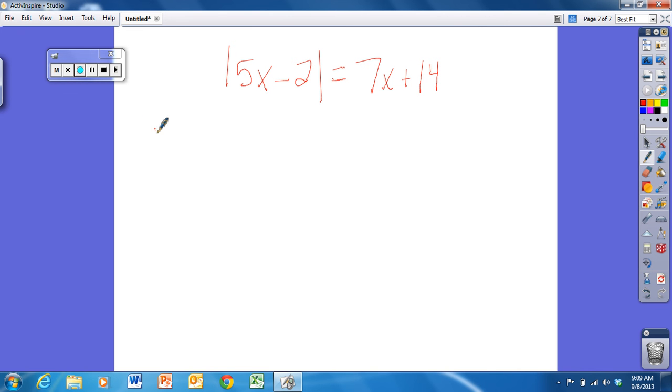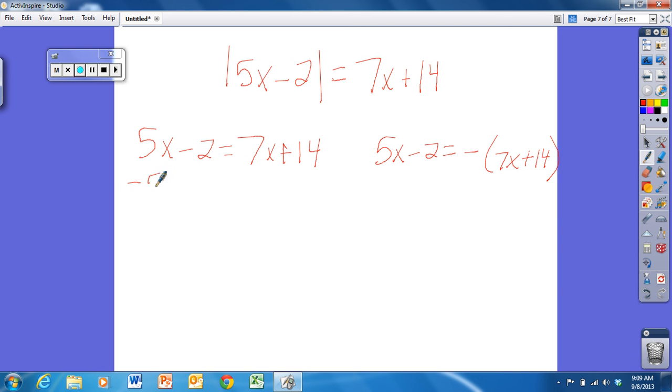Okay, so the first solution is 5x minus 2 equals 7x plus 14. The other one is 5x minus 2 equals negative 7x plus 14. So over here we're going to minus 5x, negative 2 equals 2x plus 14.